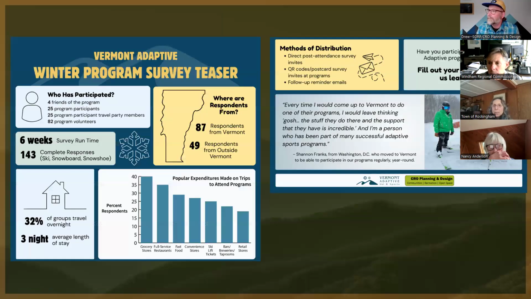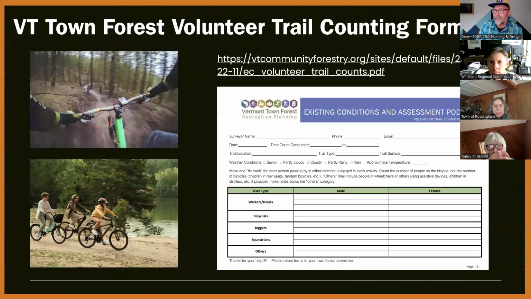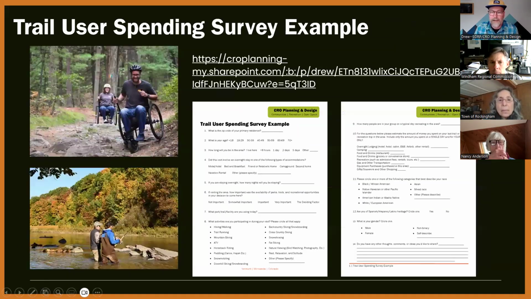I'll just share with you, this is a volunteer trail counting form. I'll put a link in the chat. It's part of the Vermont Town Forest system. And you can use that to get observational counts from volunteers, like Jeff was mentioning. You have to get 6 hours of volunteer time on 3 different counts to get that data. But it's a system that you can use to get trail count data. And I'll also share a link to this trail spending survey template that we have.